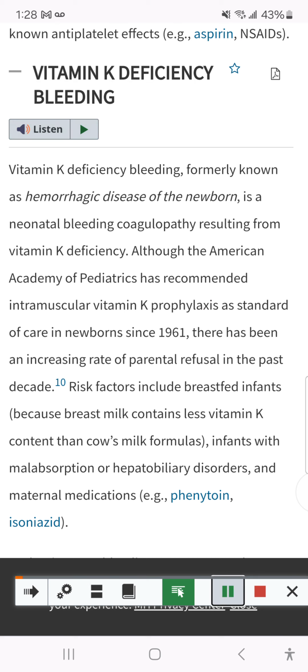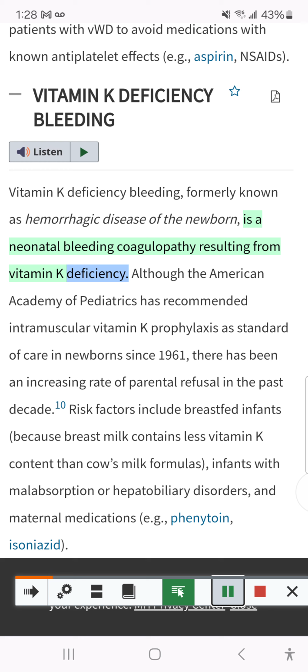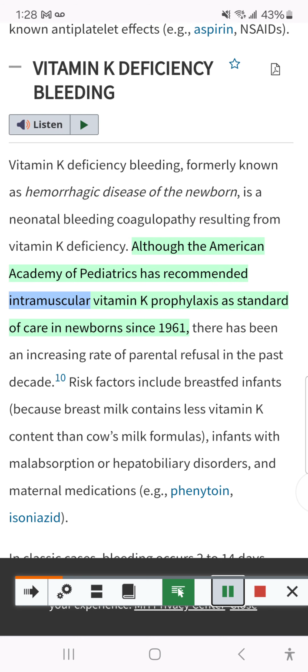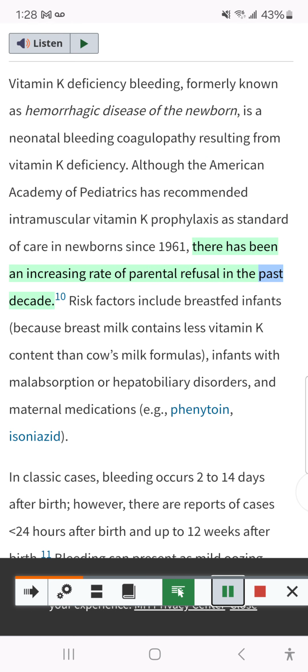Vitamin K deficiency bleeding. Select to favorite. Vitamin K deficiency bleeding, formerly known as hemorrhagic disease of the newborn, is a neonatal bleeding coagulopathy resulting from vitamin K deficiency. Although the American Academy of Pediatrics has recommended intramuscular vitamin K prophylaxis as standard of care in newborns since 1961, there has been an increasing rate of parental refusal in the past decade.